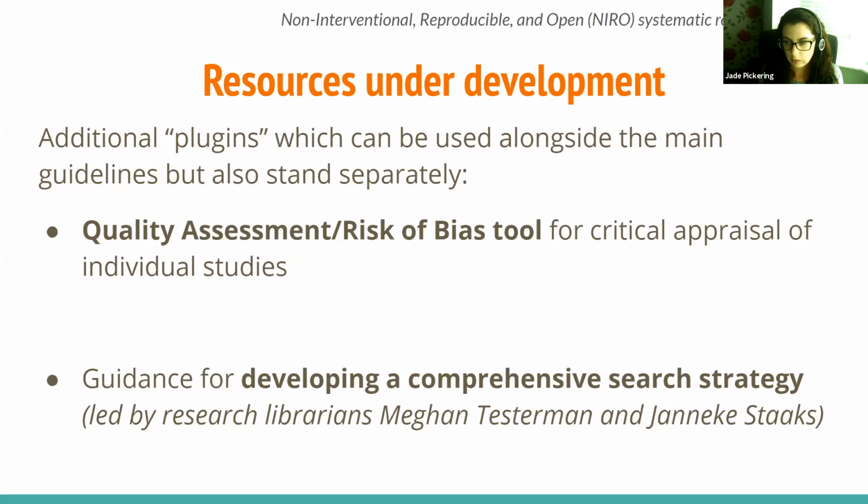Finally, we have a third resource that we're developing. So this one is led by two of the research librarians that are involved in the collaboration. They are developing a comprehensive guide to developing a search strategy. So the search strategy is one of the first things that you need to do in the systematic review pipeline. If you get it wrong, it has a knock-on effect for the rest of the process. So this is the point at which you're deciding how you're going to search databases. It basically says how wide are you casting your net before you filter down to those studies that you'll be including in your final synthesis. So Megan and Yannicka are basically working on a very comprehensive guide to make sure that this is done correctly.